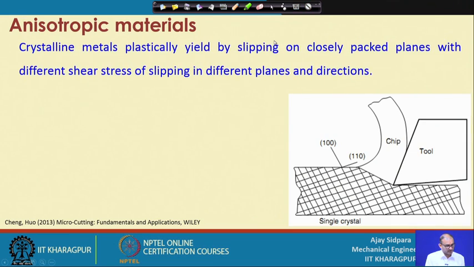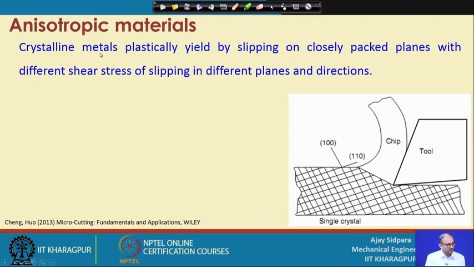Right. Coming to anisotropic material. Anisotropic material means the properties are different in different directions. So, if you have an XYZ plane, your material will behave differently in different directions. That means hardness is different and some other properties are also different. So, let us consider this is a single crystal. This is the 100 plane, this is the 110 plane, and this is the tool and this is the cutting.